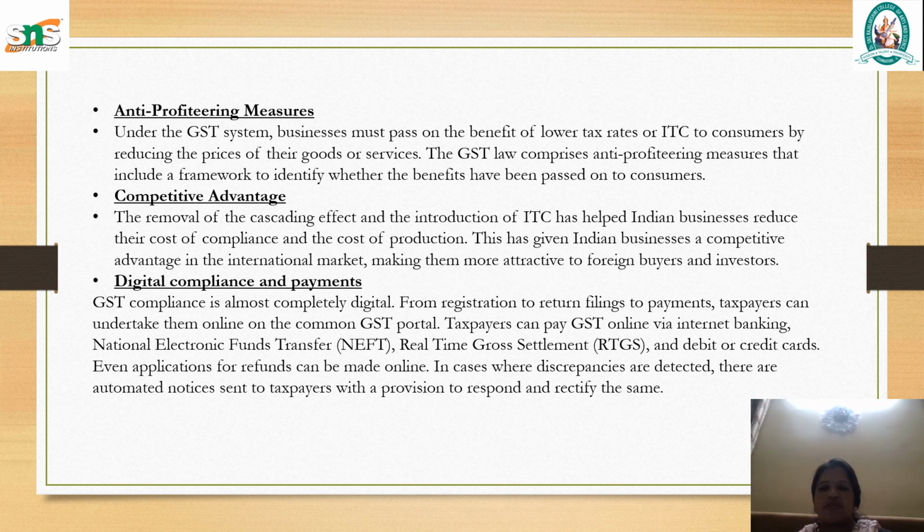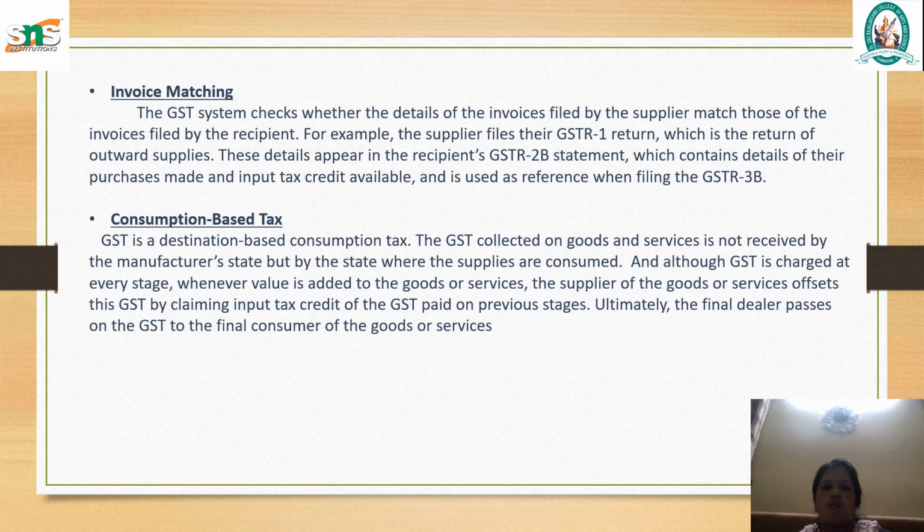In cases where discrepancies are detected, automated notices are sent to the taxpayer with the provision to respond and rectify the same. Next, invoice matching. Invoice matching means the details of the invoice, that is the bill filed by the supplier, match those of the invoice filed by the recipient. For example, the supplier files GSTR-1, the return of outward supplies, and these details appear in the recipient's GSTR-2A statement.